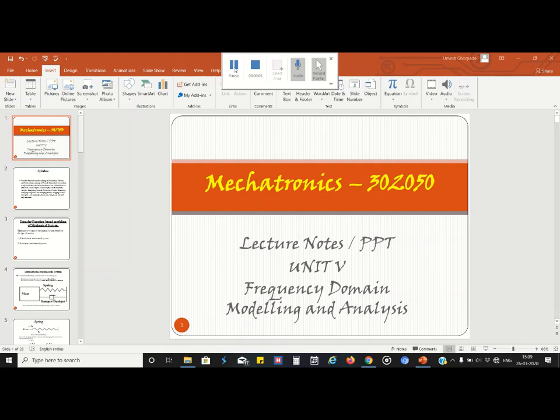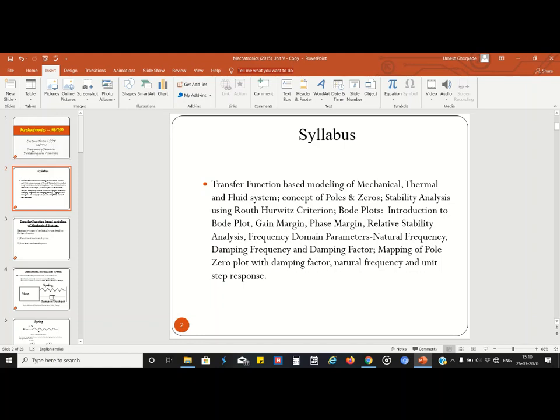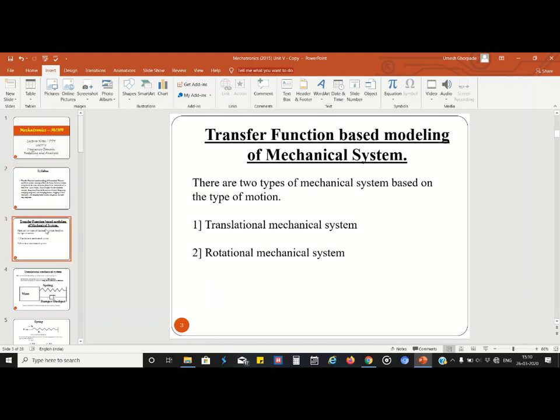Hello students, today we are discussing unit number 5, that is frequency domain modeling and analysis. So these are the contents of unit number 5. In that, first we discuss the transfer function based modeling of mechanical systems.